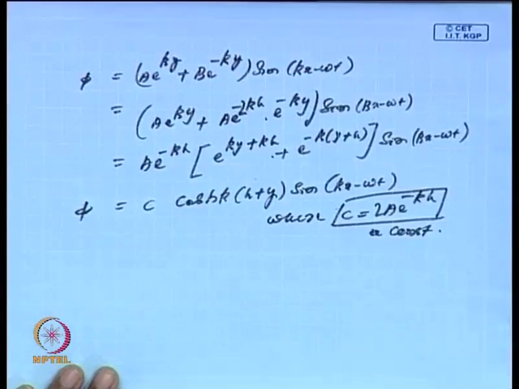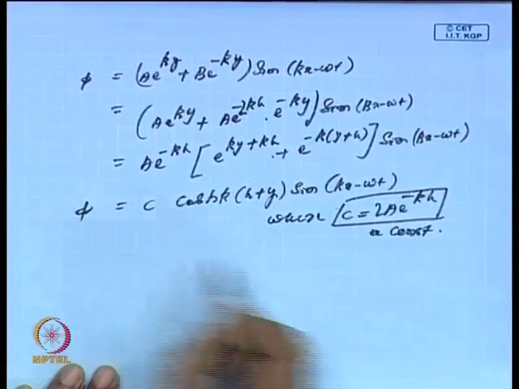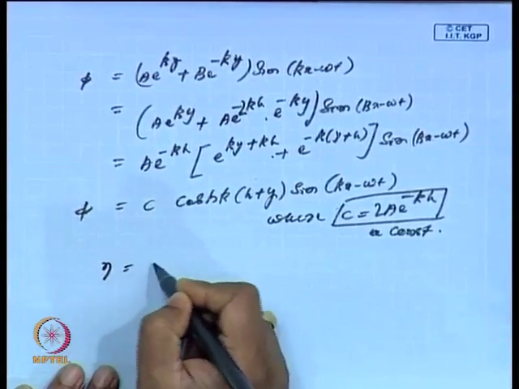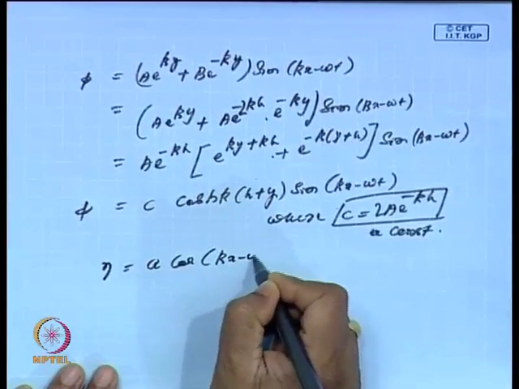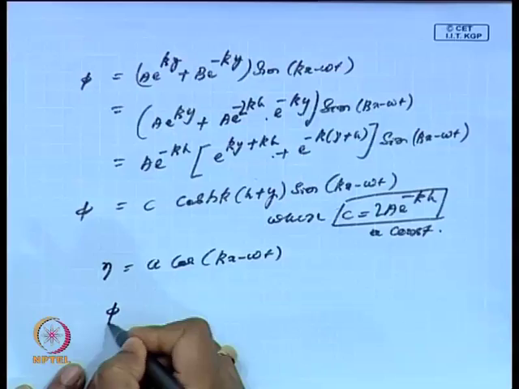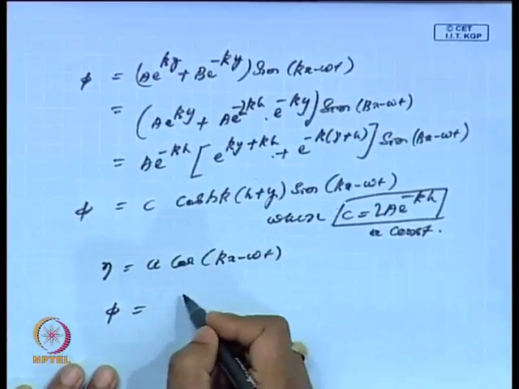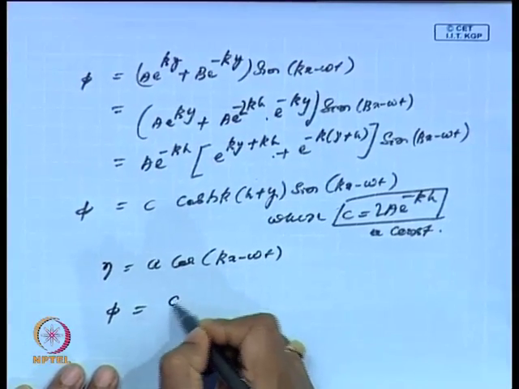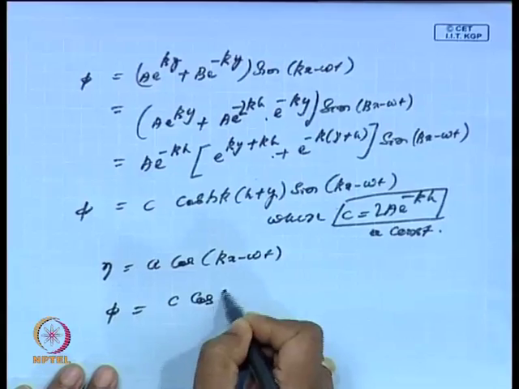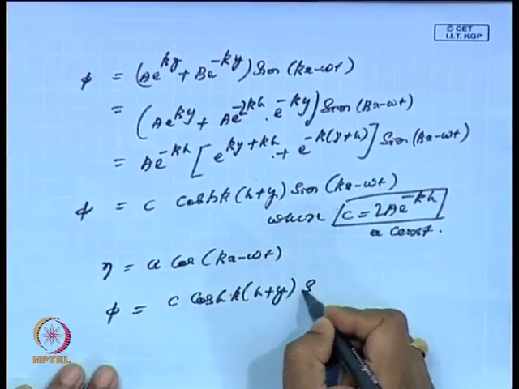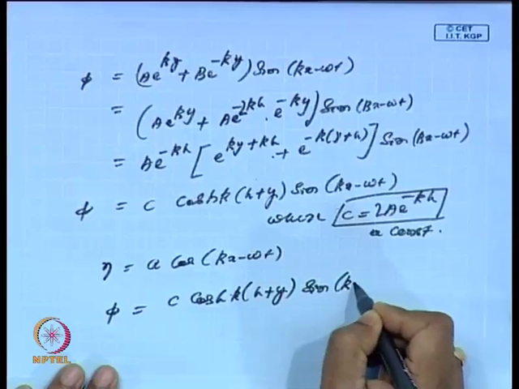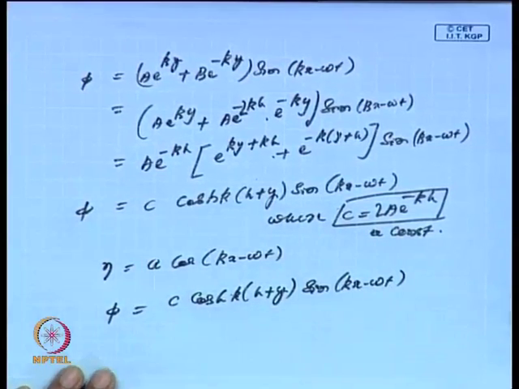So, overall it is on constants. When I have seen that if my eta is equal to a cos(kx minus omega t), then I get a phi which is equal to C cosh(k(h plus y)) into sin(kx minus omega t).